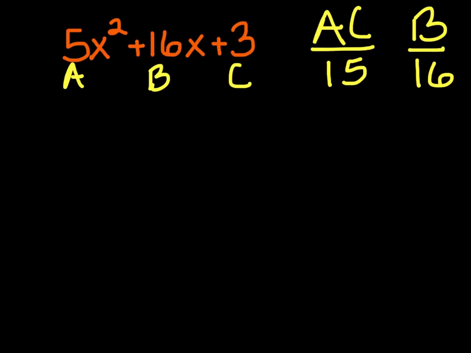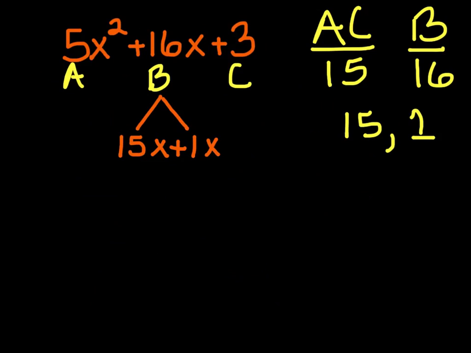So instead of just looking at factors of C that add to get B, we are now looking for factors of AC that add to get B. So we need factors of 15 that add to get 16, and that would be 15 and 1. Now you're going to split the middle. You're going to split your middle term, your 16x, into a 15x plus 1x. You use these two numbers that you figured out, and you split it. So 16x is 15x plus 1x. We're not changing it. We're just writing it in a different way.